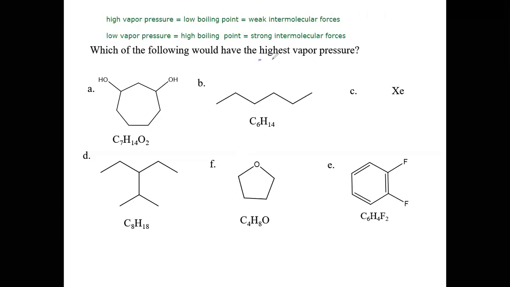So which of the following would have the highest vapor pressure? So again, here the key is the highest vapor pressure, which means it's going to have the weakest intermolecular forces. So we got to distinguish between the ones that are polar and non-polar. So the first molecule has two OH groups. This would be polar. Next we have C6H14. Again, it only contains sticks or lines, whatever you want to call it. So this is non-polar.